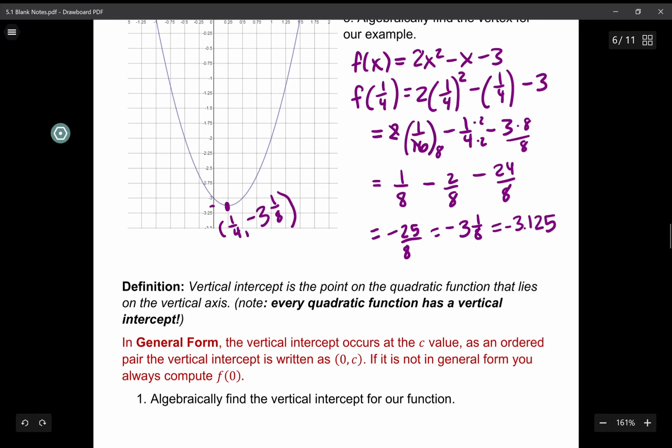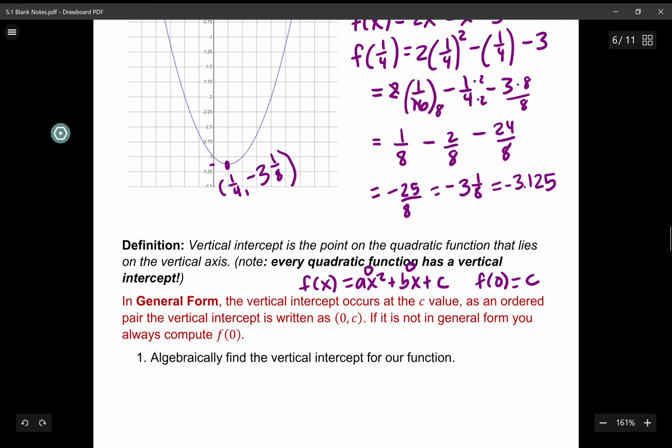If the function is in general form, that is ax squared plus bx plus c, the vertical intercept is always going to be at c. And that is because if you look at this, f of x equals ax squared plus bx plus c. If you plugged in f of 0 to that, this would be 0, this would be 0, and all that would be left would be equal to c. If your function is not in general form, it's okay. You're still just going to plug in x equal to 0. The vertical intercept is always going to happen when x equals 0. So we can always find the vertical intercept by finding the function value at 0.